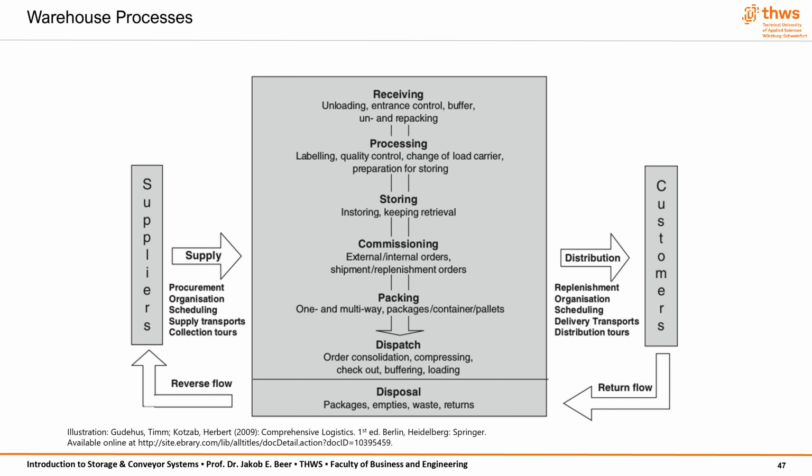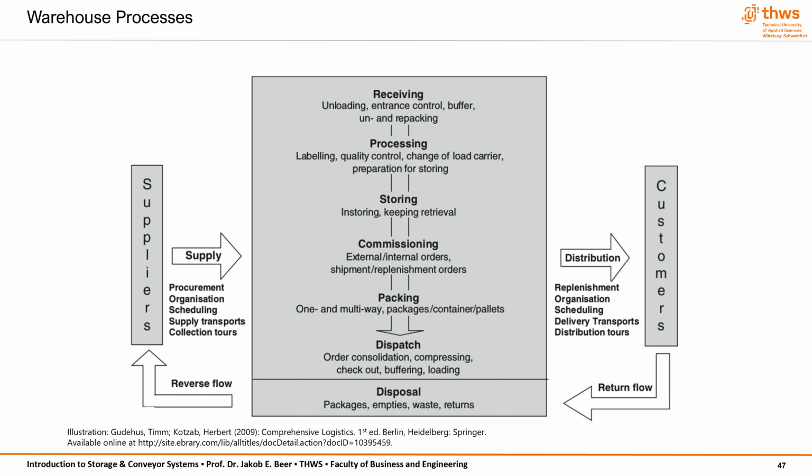Dispatch includes order consolidation, bringing together all items for a shipment, compressing and optimizing the load, checkout processes, buffering if there is a delay before shipment, and finally, loading the goods onto outbound vehicles. This phase must be highly synchronized with transport planning. Late or incorrect dispatch can lead to missed delivery windows, penalties, and dissatisfied customers. In modern warehouses, dispatch areas are equipped with staging lanes, buffer zones, and dock management systems that help manage vehicle arrivals and departures efficiently.